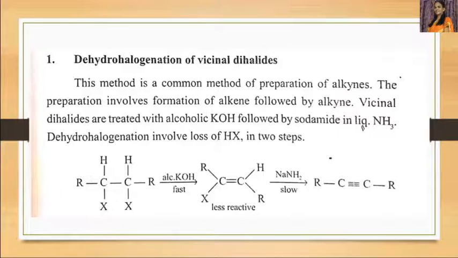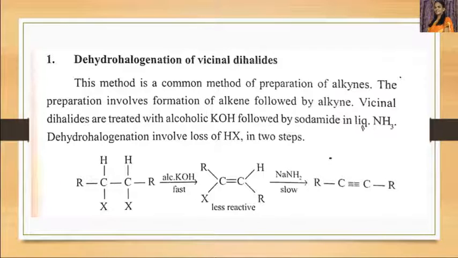The preparation involves formation of alkene followed by formation of alkyne. So, removal of the first two atoms produces an alkene. Removal of the next two atoms or groups produces an alkyne. Vicinal dihalides are treated with alcoholic KOH. Alcoholic KOH is the reagent used for dehydrohalogenation, so it is called the dehydrohalogenating agent. That is KOH in presence of alcohol.